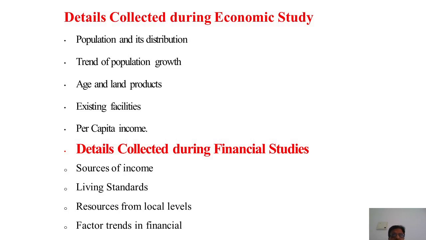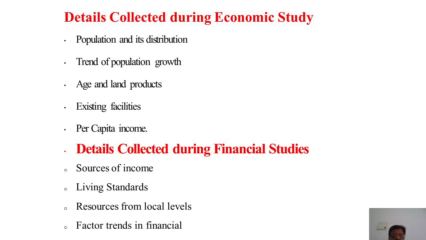Then living standard. So how much they are capable of spending, how much they can purchase, what is their income, whether they are having a two-wheeler, four-wheeler, right? What are the household things which are there? All these things is going to decide the living standard of that family.